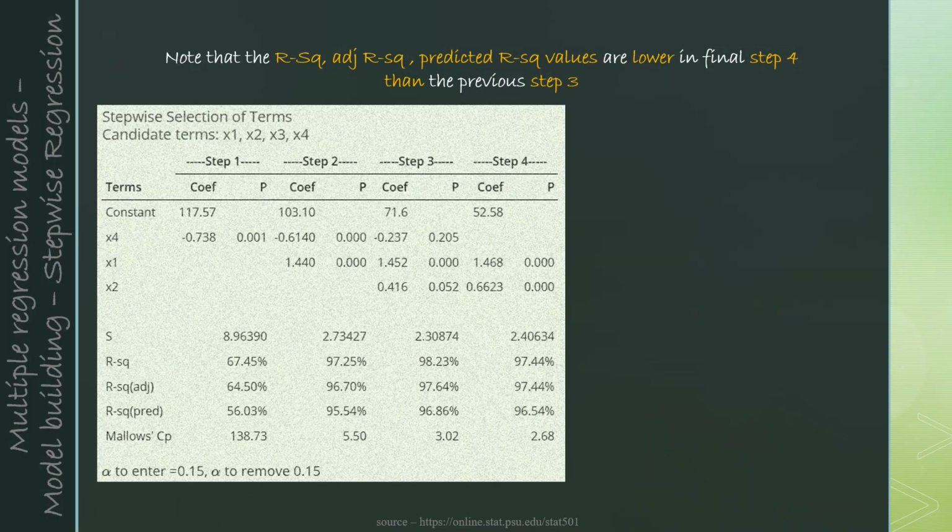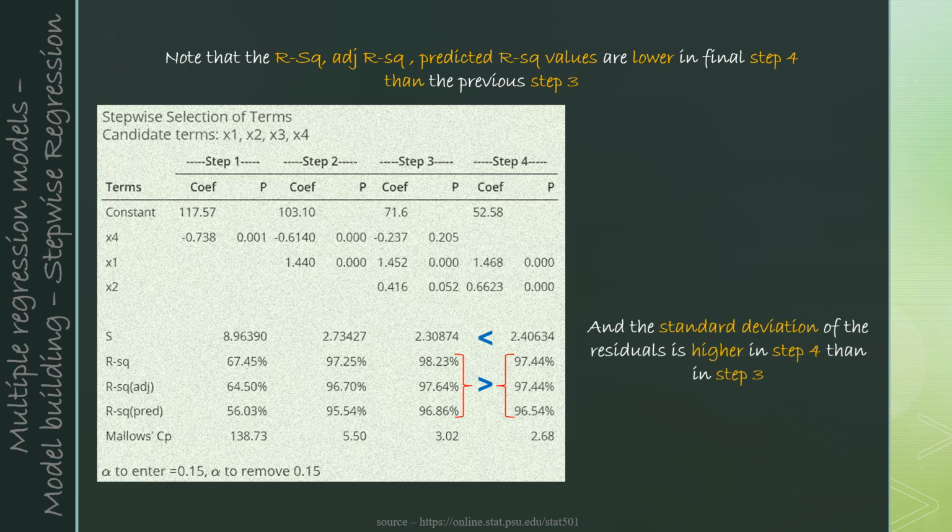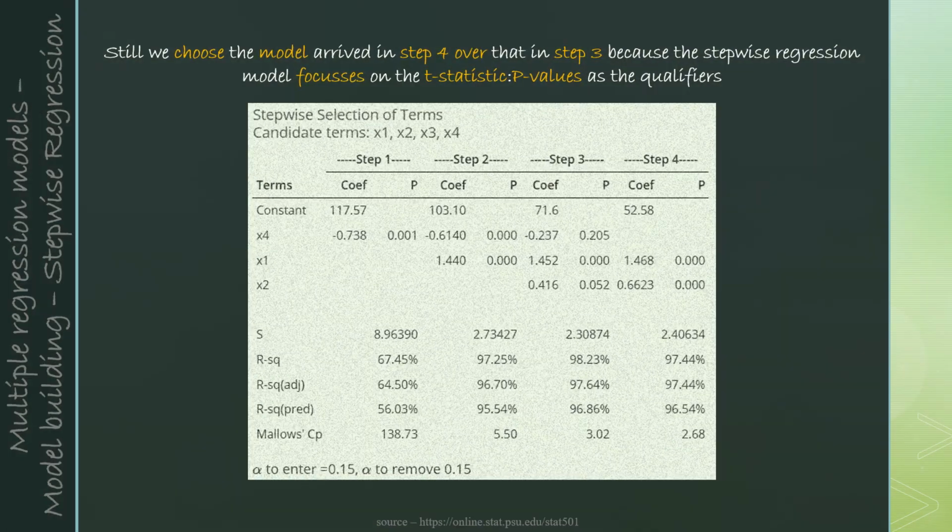Note that R-square, adjusted R-square and predicted R-square values are lower in final step 4 than in the previous step 3, and the standard deviation of the residuals is higher in step 4 than in step 3. Still, we choose the model arrived at in step 4 over that in step 3 because the stepwise regression method focuses on the t-statistic p-values as the qualifiers.